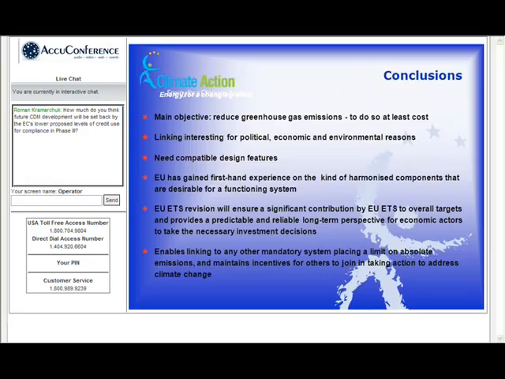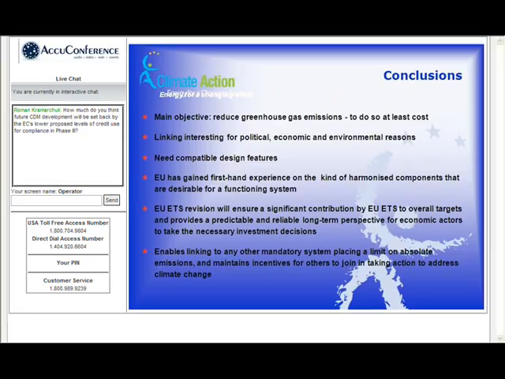Politically, this gives us the assurance we're undertaking equivalent efforts. Environmentally, by reducing at least cost, it will allow us to do bigger reductions for the same price.